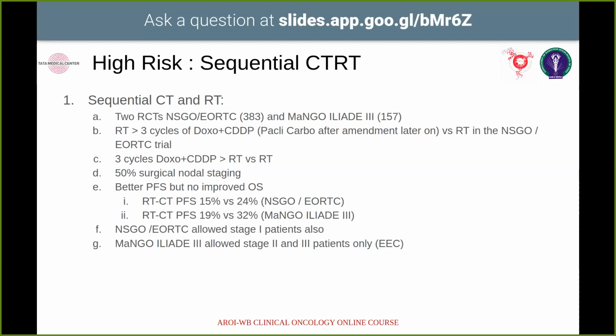So what they found was that with the addition of chemotherapy, there was a significant improvement in the progression-free survival. However, overall survival did not improve. Since the distant metastasis risk had reduced with the use of chemotherapy, sequential chemotherapy and radiotherapy has become the choice of therapy in many centers worldwide.